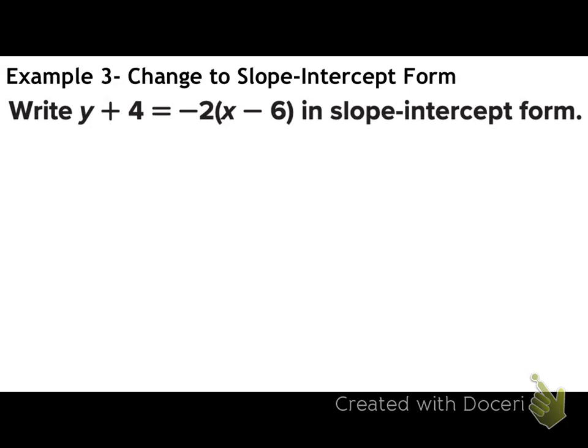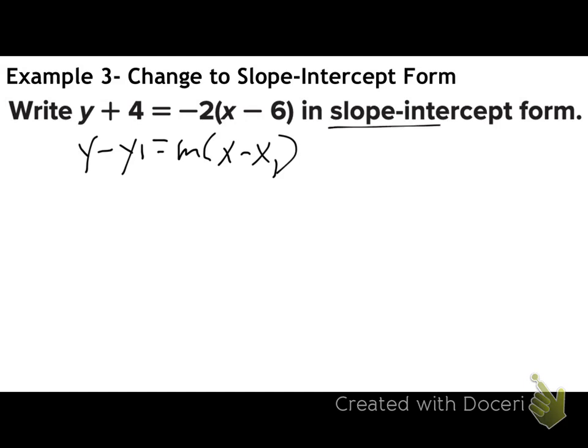Okay. Write y plus 4 equals -2 times the quantity x minus 6 in slope-intercept form. What form is it currently in? Point slope form, right? One point, one slope. This is currently point slope form. y minus y1 equals m times x minus x1. That's what it's currently in right now. It wants me to change it. It's called converting an equation to slope-intercept form.